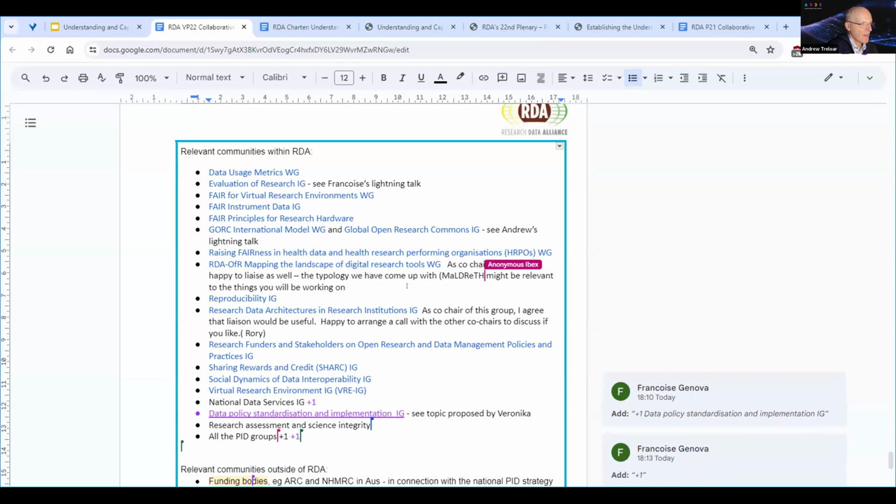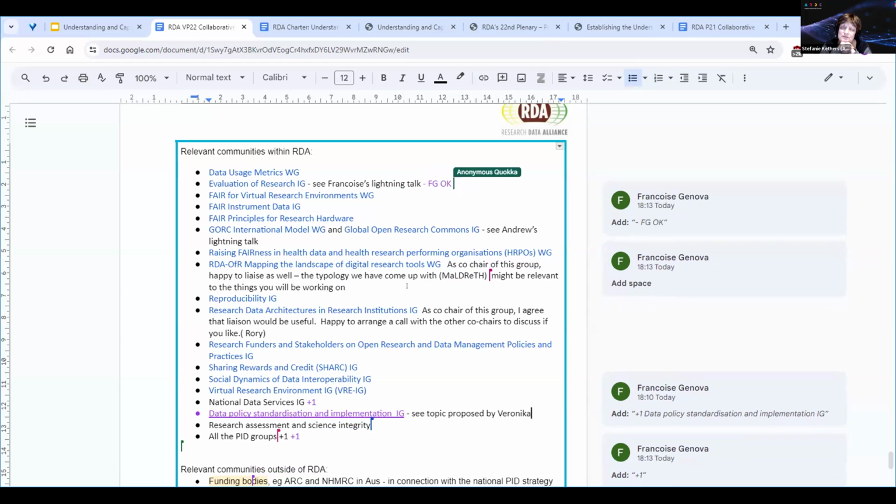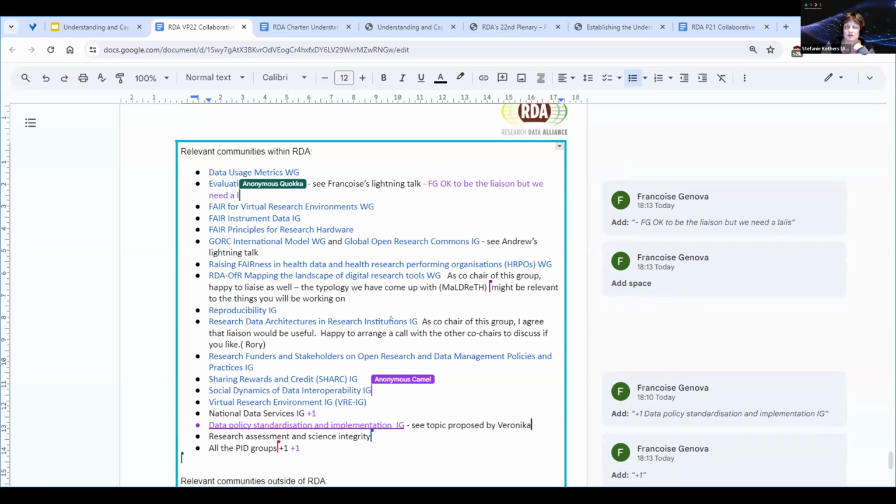Yep. So I'm just trying to track down the architectures group. Which one? The research data architectures group that Rory just mentioned. That's the Research Data Architectures and Research Institutions. That's on the list, and there's a link to the group. Yeah, I'm trying to find the link to the video. Ah, okay. Sorry, you're looking for the recording.